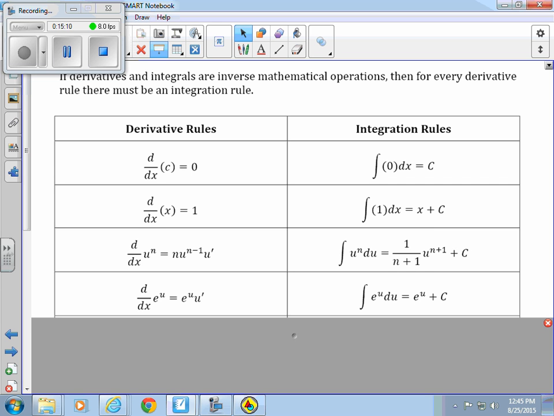Okay, e to the u is easy because the derivative of e to the u is e to the u. So the integral of e to the u is e to the u plus c. Why plus c? Because e to the x plus 3 has the same derivative as e to the x. So we have to take into account the treatment of the constant.